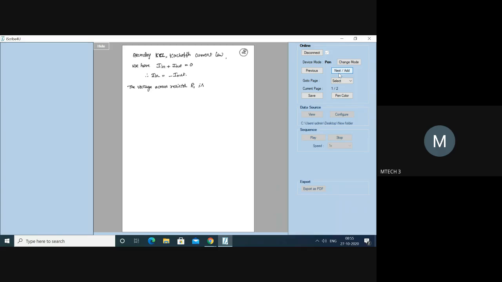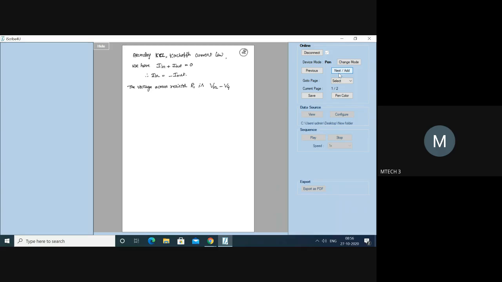What is the voltage across resistor R1? Input is what? It is input minus output, that is, input minus the summation point. The voltage across resistor R1 is Vin minus Vg.